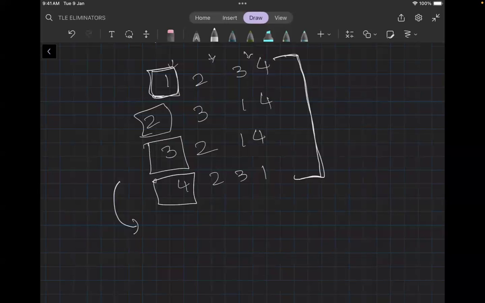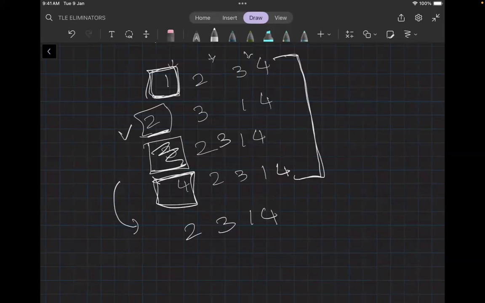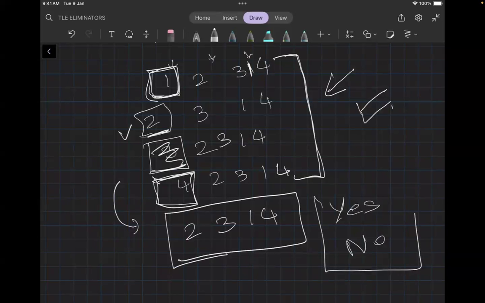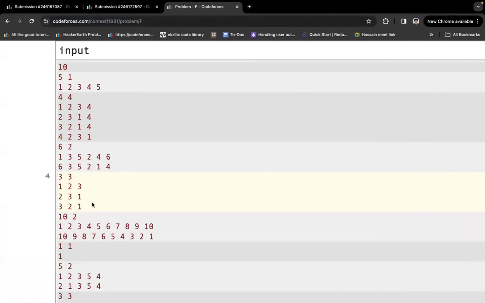So I think 2 3 1 4 satisfies all of this, because I will just take this 4, put it here. I will take this 3, I will put it here. I will take this 2, I will keep it as it is, and I will take this 1 and I will put it here. So in the end, I have 2 3 1 4, which satisfies all the conditions. So this is what it is. We are asked, if it is possible, print yes, otherwise print no. Okay, is this much clear? Is the problem statement clear to everyone?